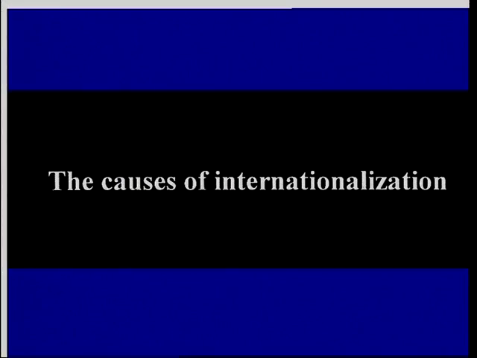Now let us start with the first agenda, the causes of internationalization. We know that nowadays it is almost impossible on part of any country to be economically developed without being involved in international marketing. The causes that prompt a country to get involved in international marketing are as follows.